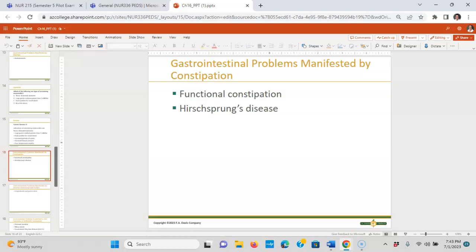History of general stooling habits. Just get a good history on them. We could do an occult blood, a flat plate of the abdomen, barium enema. But more times than not, it's going to be just fine. So things that we can do with kids who don't poop. Don't really want to do disimpaction as much, but the need for extra fluid, the need for extra exercise, the need for extra fiber, right? Just like anything else with constipation.